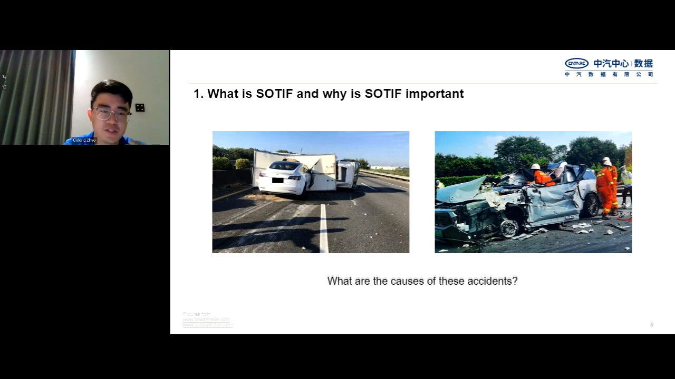The full name of SOTIF is the Safety of the Intended Functionality. And here's a very typical SOTIF-related risk scenario. On the left-hand side, a vehicle crashed into a white truck while driving on the highway. Before the accident happened, the white truck was lying down on the road, and the autonomous driving vehicle had its ADAS function on.